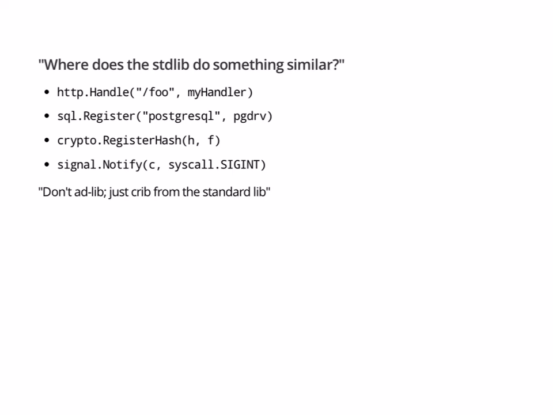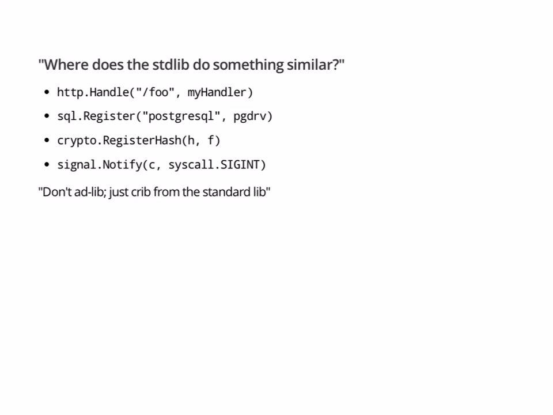So we thought, where does the standard library do something similar to what we want to do? And one of the places is HTTP handle. Here they say we want to associate this path foo with some function to handle it. And what we want to do is essentially say associate .js paths with this JavaScript analyzer. So similar idea. And same with sql.Register to register a driver for a database. And there are a few other examples.